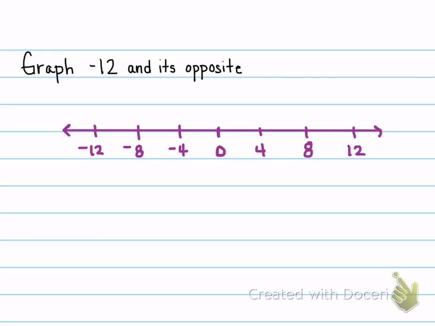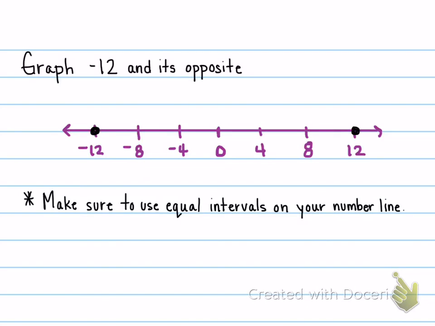So now if I were to graph both of them, I would plot a point at negative 12 and its opposite, which is positive 12. Both of these numbers are 12 spaces away from 0. So you should be able to do this with large numbers and small numbers. Say, for example, I want you to do the opposite of 100. You could go by 10s, you could go by 25s. You just have to make sure you use equal intervals. Please make sure to get that written in your notes, and we will move on to our last type of problem.